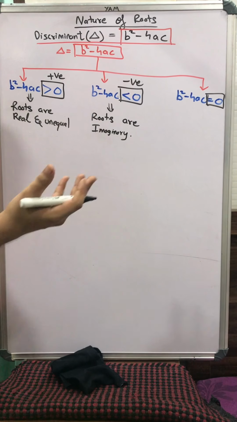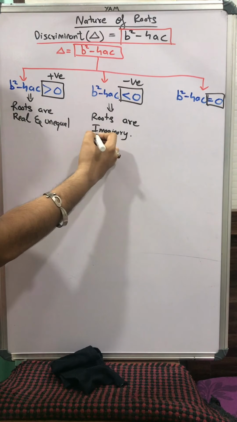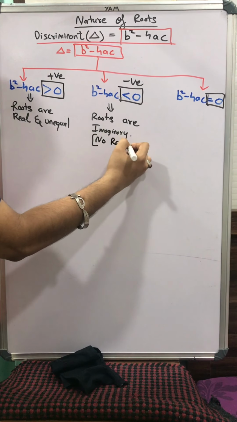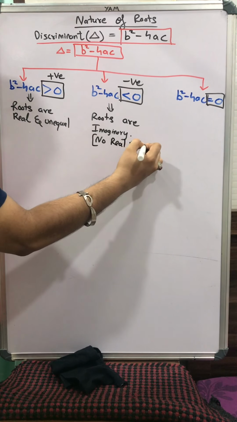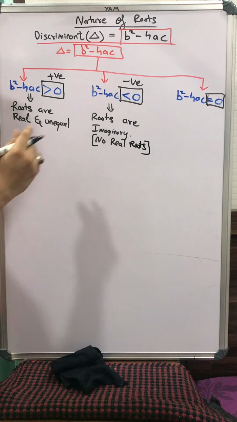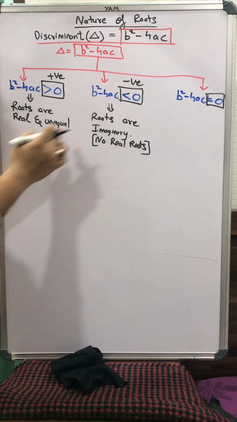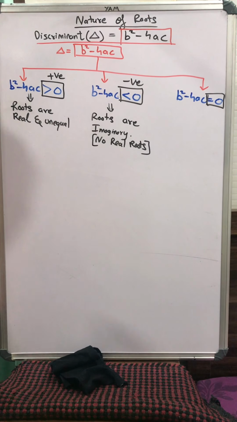And imaginary roots are not there in your syllabus. So we write no real roots. Don't say no roots. No real roots. There will be roots, imaginary roots. And it leads to complex numbers which we will study in 11th and 12th standard.